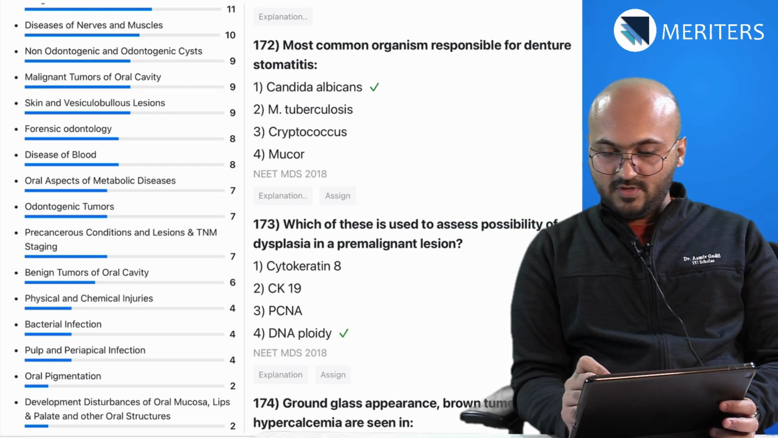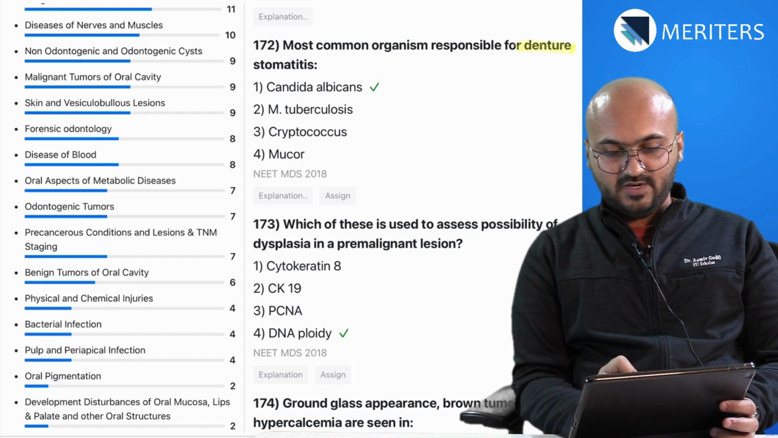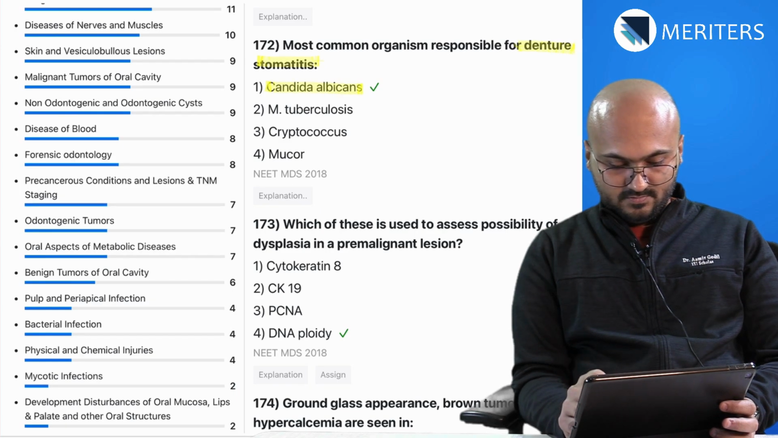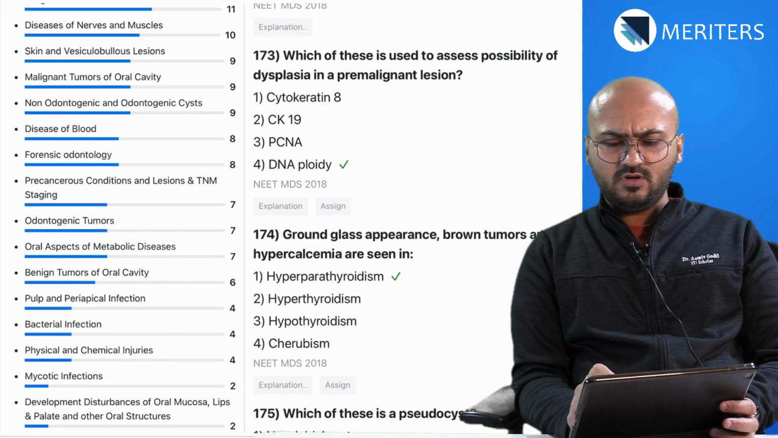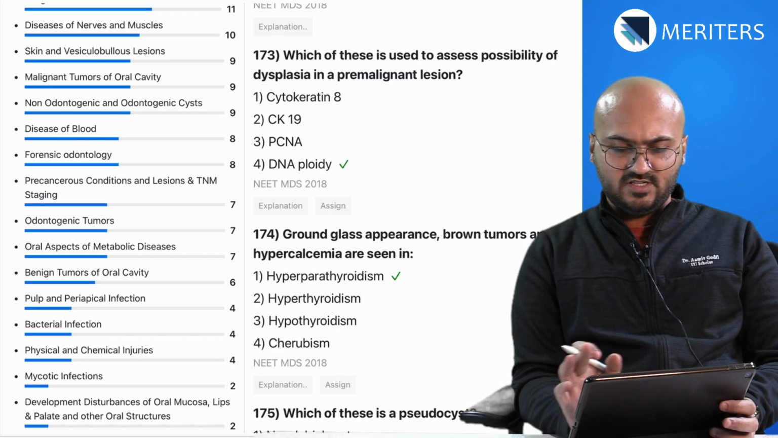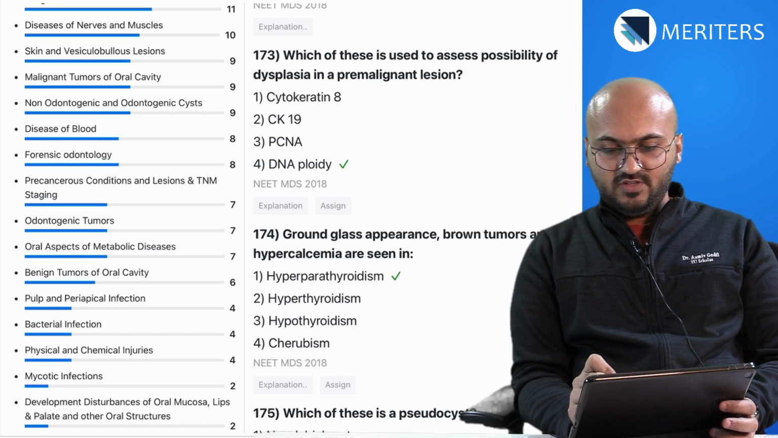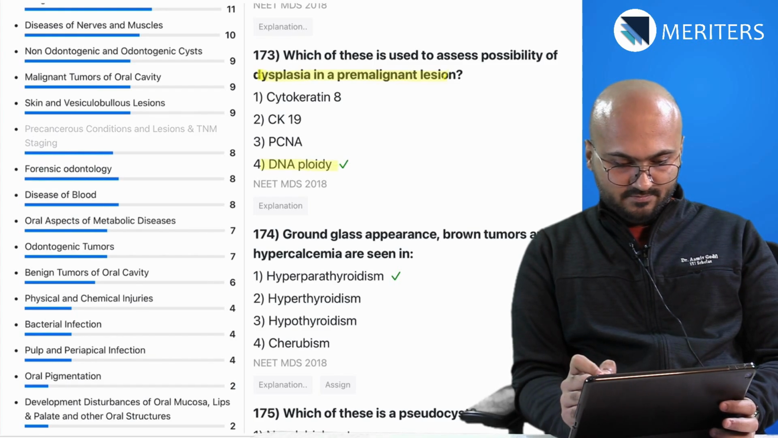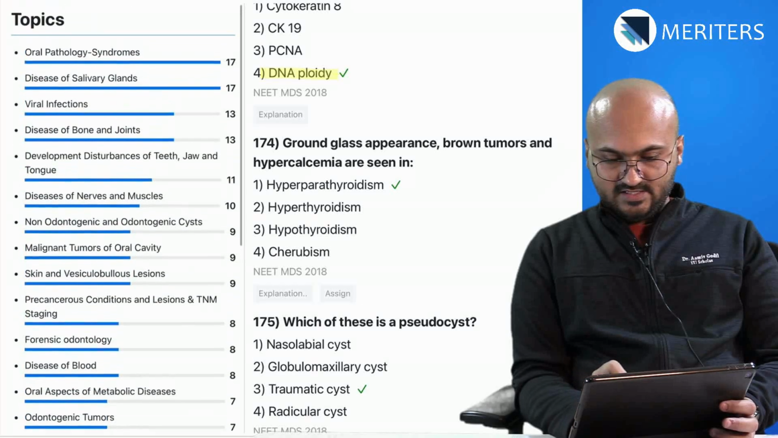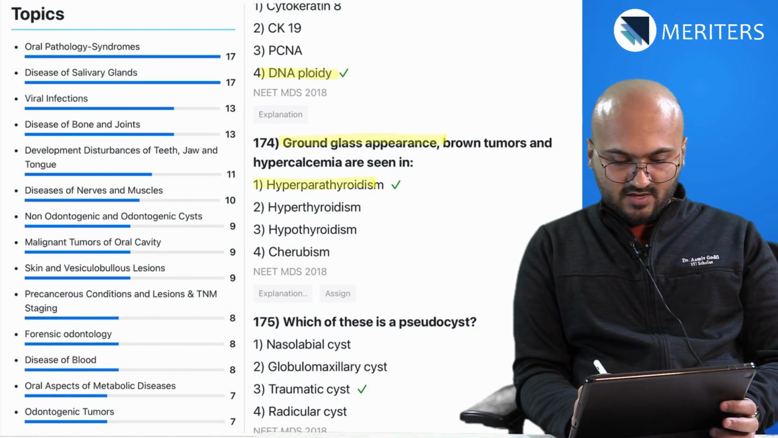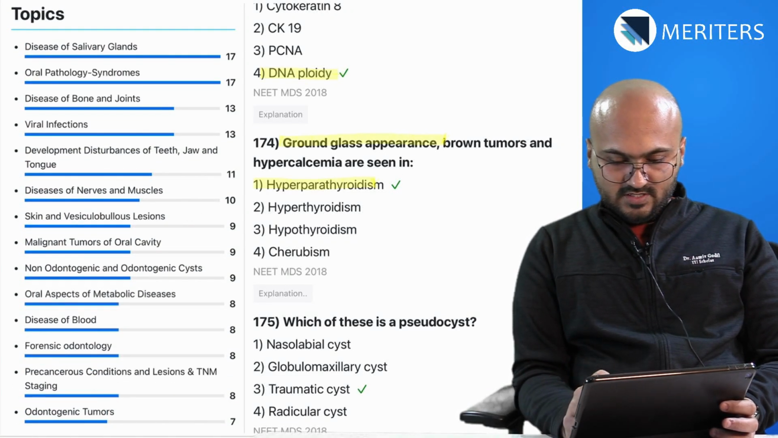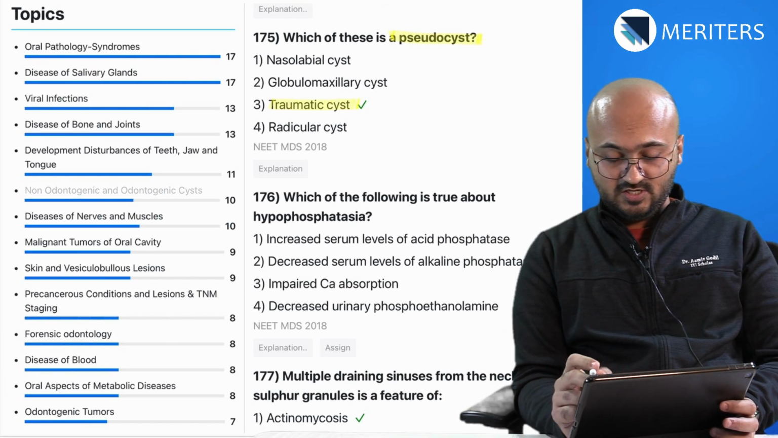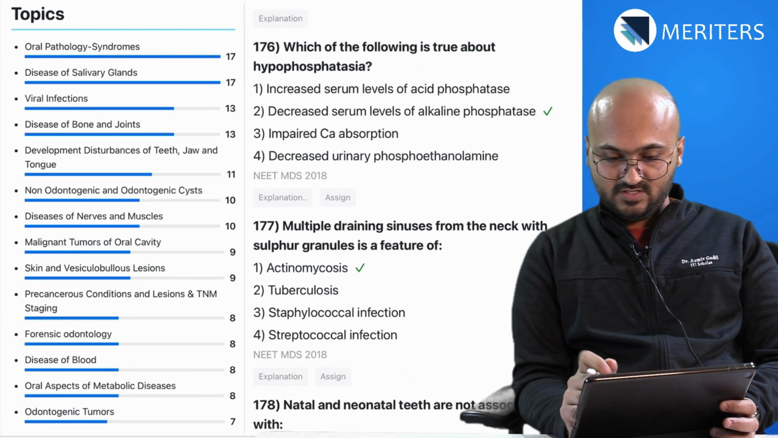Then most common organism responsible for denture stomatitis, again a prosto-opath overlapping question. So mycotic, usually candida related questions are most popular. Then which of these is used to assess the possibility of dysplasia? DNA ploidy. Then next is ground glass appearance in hyperparathyroidism, metabolic disease, pseudocyst, again traumatic cyst, this is a repeat question, back to back in 2 years.